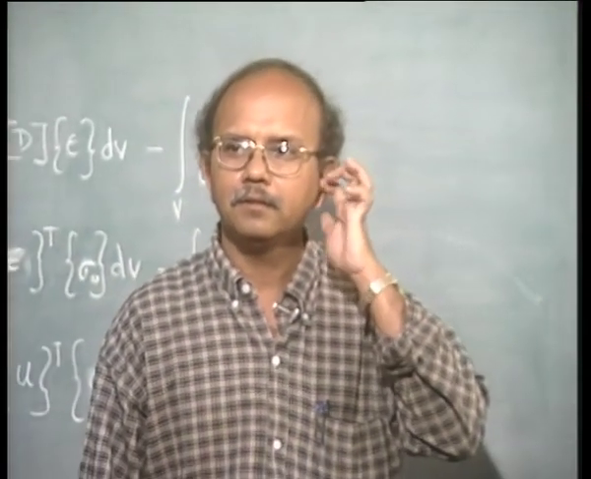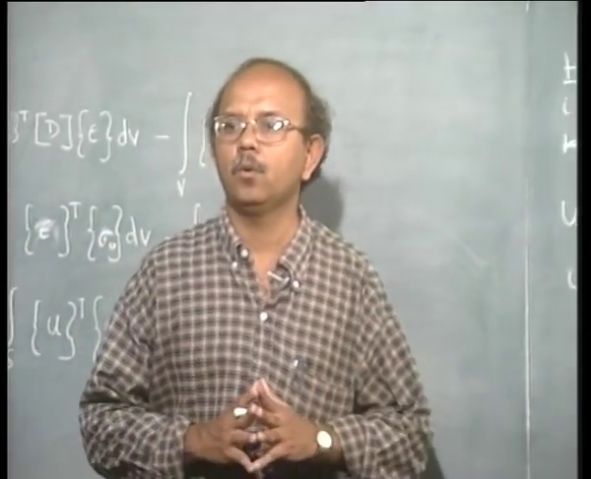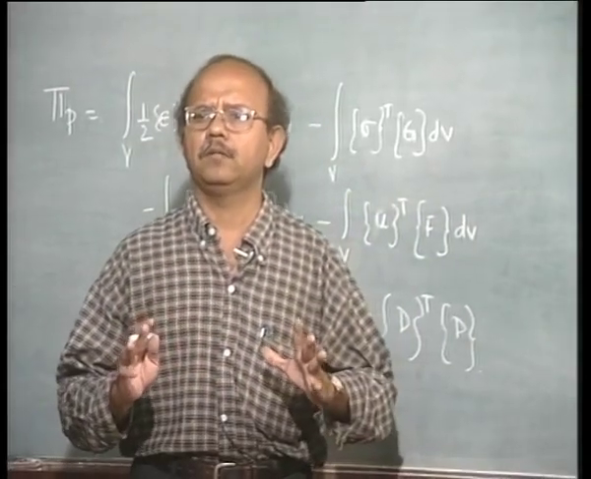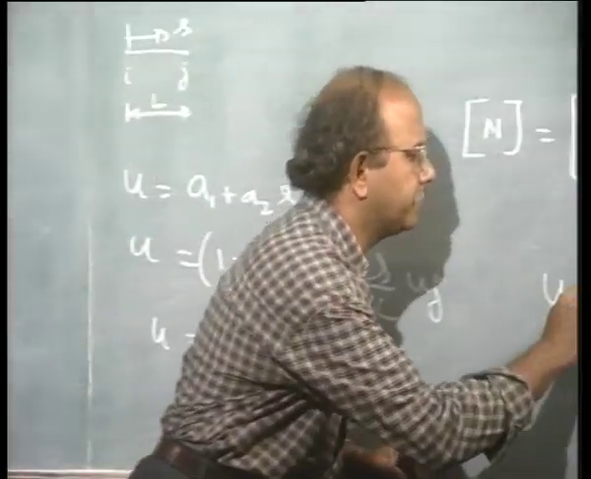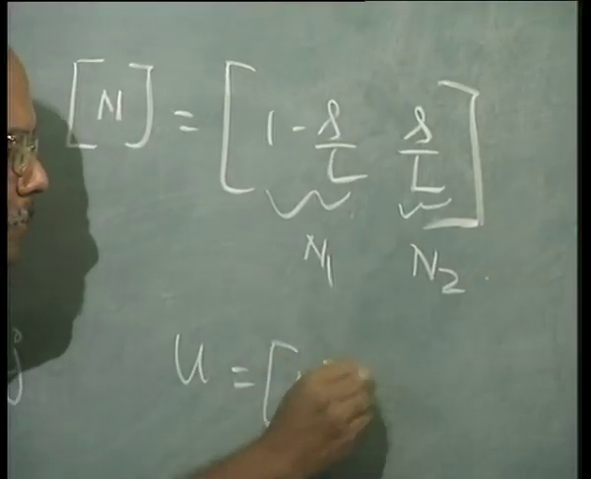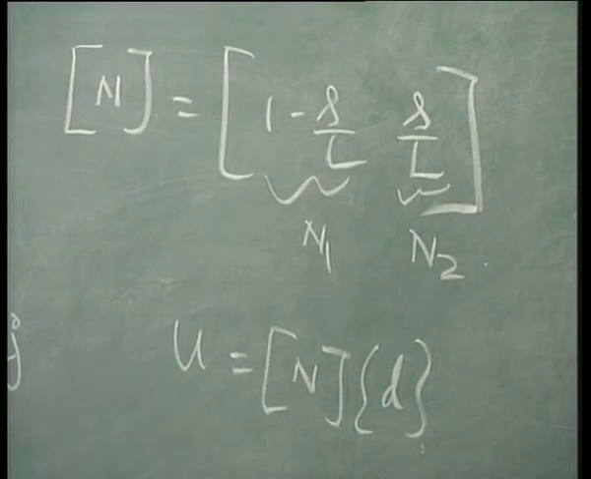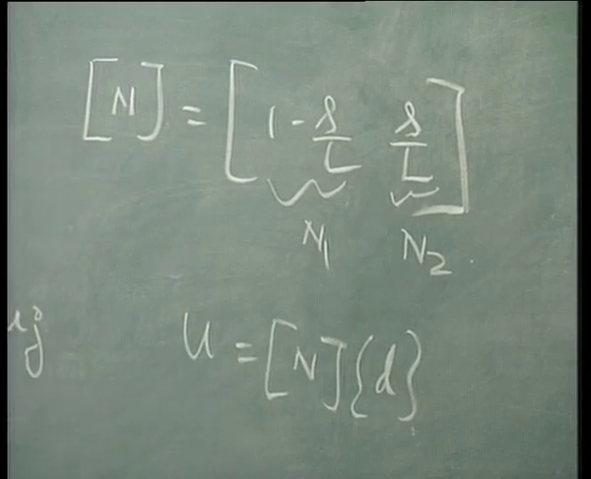Is it clear? Any questions on this? Okay. Now let me write down u as n d. Now I can write down the same procedure by means of much more complicated matrix notations and so on. Because I'm just introducing this topic, I have written it down like that.